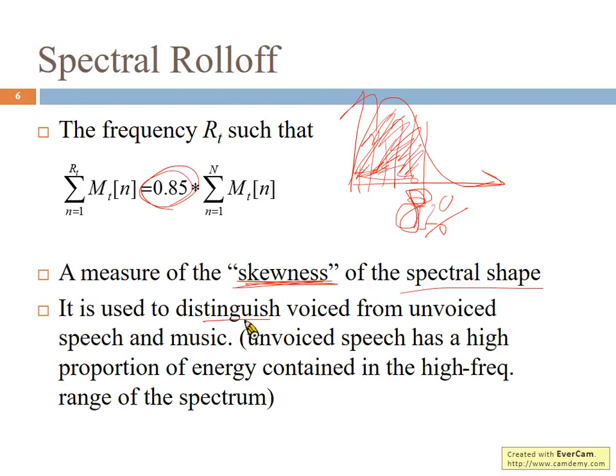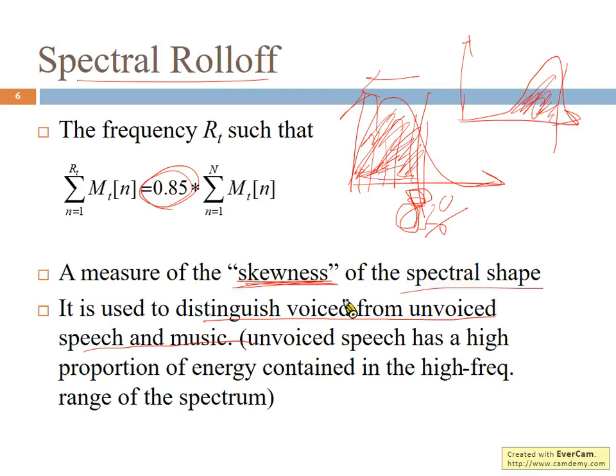It's used to distinguish voiced from unvoiced speech and music, because we already talked about that. For voiced speech, more energy concentrates on the lower frequency part, and for unvoiced speech, more energy concentrates on the high frequency part. So we can use the spectral roll-off to discriminate voiced from unvoiced speech and music. So music basically is more similar to voiced speech.